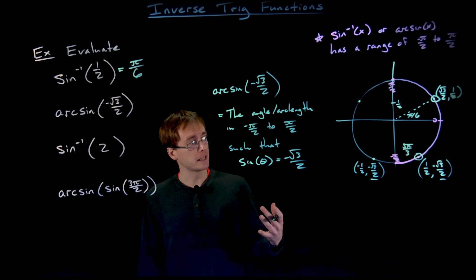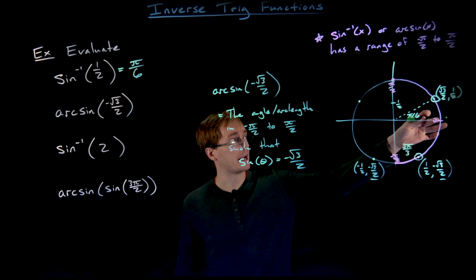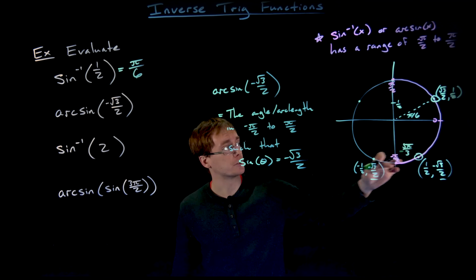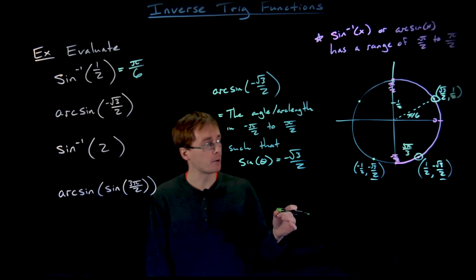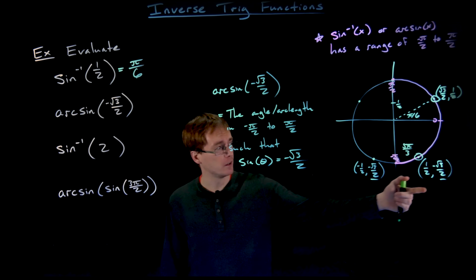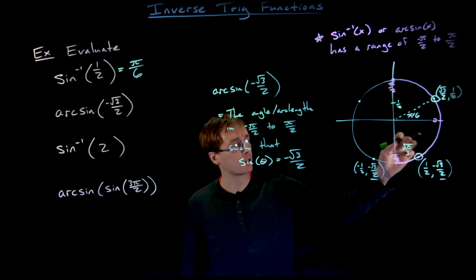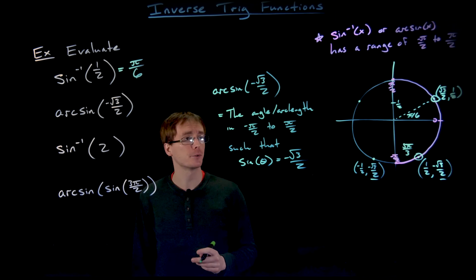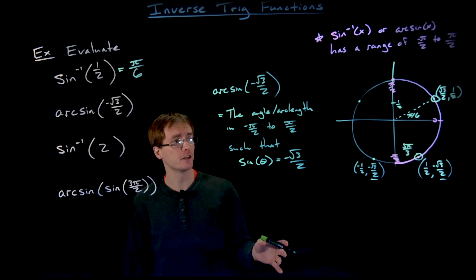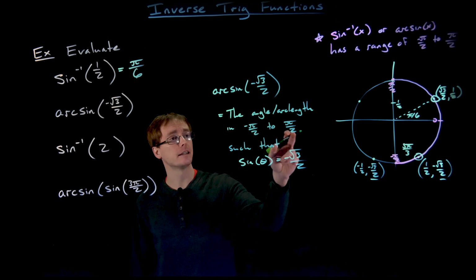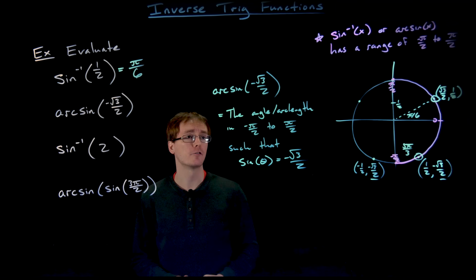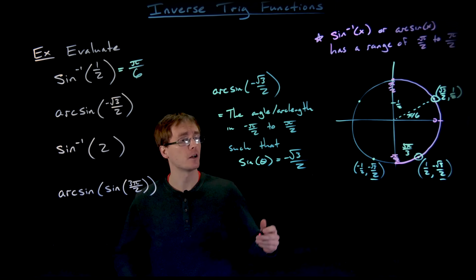So in our standard labeling of the unit circle with all of our angles or arc lengths going from 0 to 2 pi, the angle corresponding to that point in the fourth quadrant with a y-coordinate of negative square root of 3 over 2 is going to be the angle or arc length of 5 pi over 3, but that is not our answer here because 5 pi over 3 is not in our desired interval from negative pi over 2 to positive pi over 2.